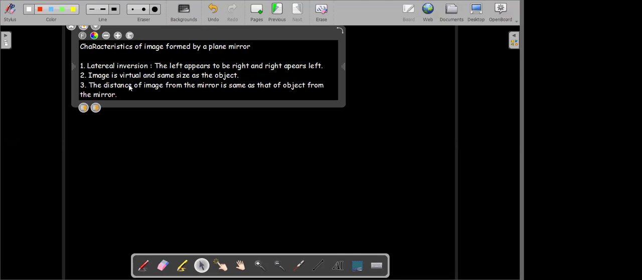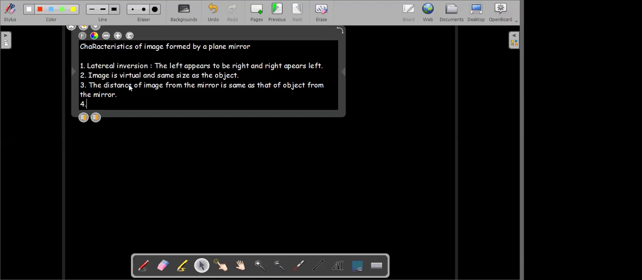Okay. So is there any characteristic which you think should be included here? Charantej? Sir, the image is erect. Yeah, the image is erect. Very good. So this is the fourth point which we can include, that the image is erect. It's not vertically inverted, it's erect. All right. So these are a few characteristics of the images formed by a plane mirror.